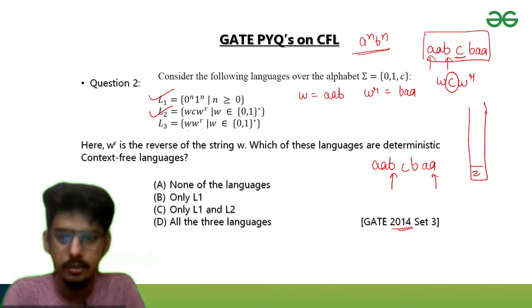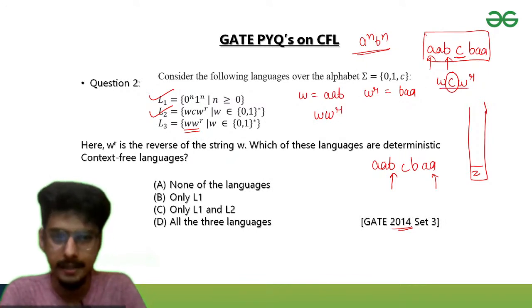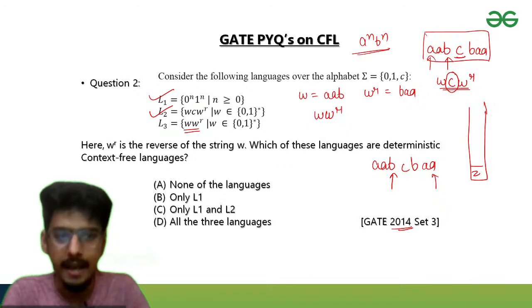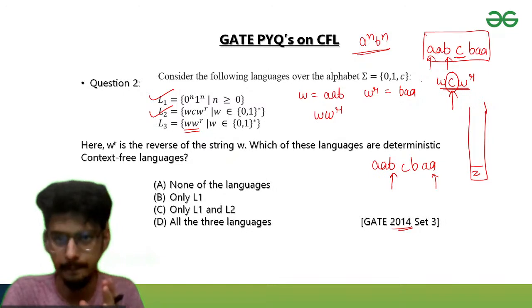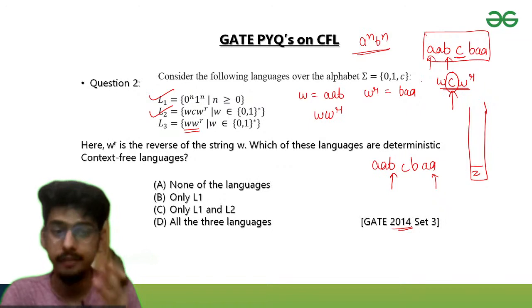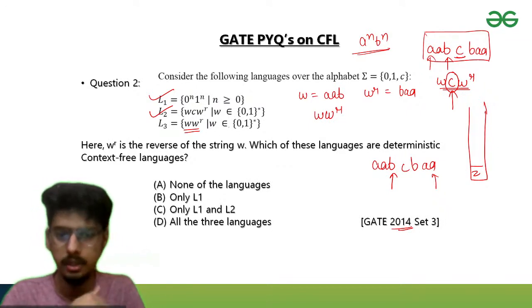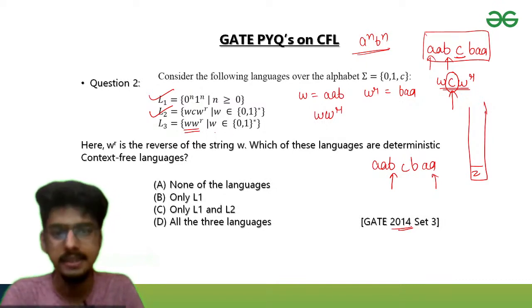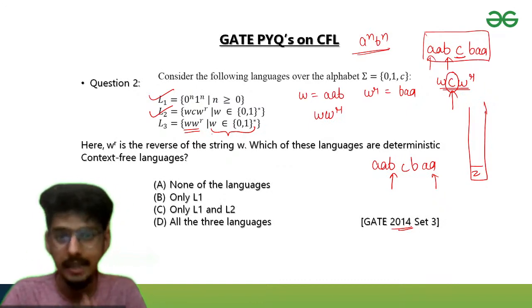So L3 is equal to WWR. In WCWR in L2, I knew that as soon as I see a C, that is telling me that I am at the middle of the string, right? But in case of WWR, you do not know when you are going to reach the middle of the string, because the length of W does not have any upper bound. W belongs to {0,1}*, so it can be of any length. So how will you know that you have reached the end of the string?